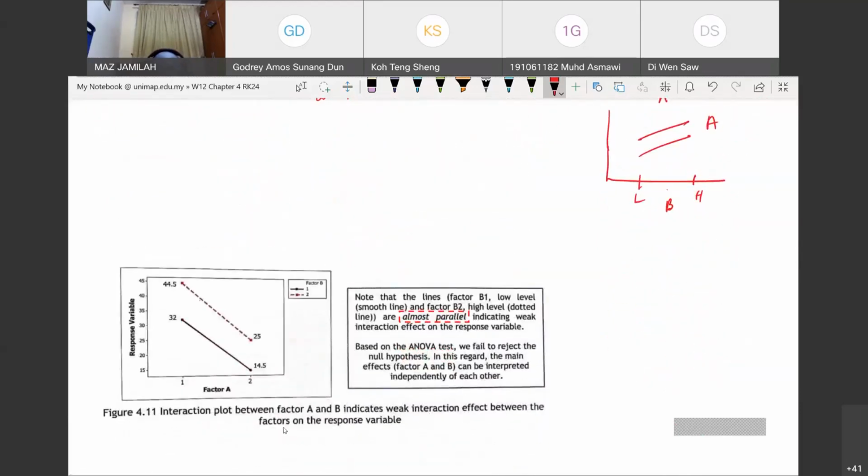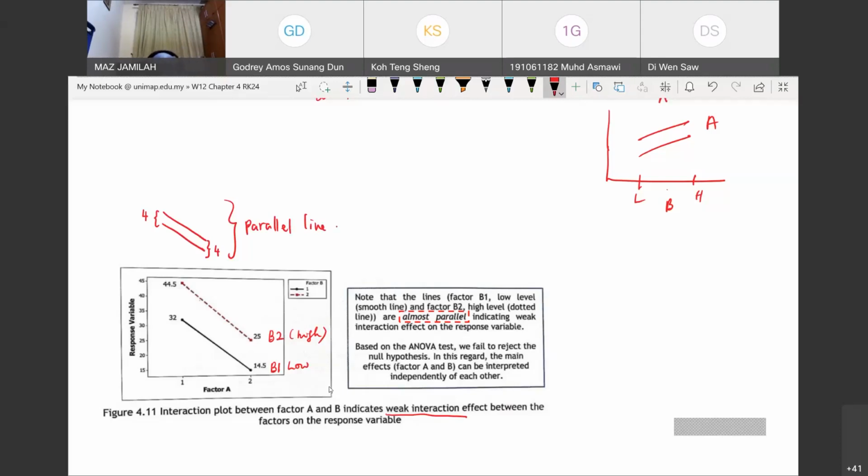In this case, the interaction plot between factor A and B indicates a split interaction between the factors on the response variable. Now, how does this interaction plot give you this particular comment, weak interaction? Note the lines for factor B1, so this is B1, and this is B2. For B1, from low to high, what can you see? They are almost parallel. If it is 100% parallel, it means the difference here will be the same. If the difference is 4, then this is also 4. This is what we call a parallel line.